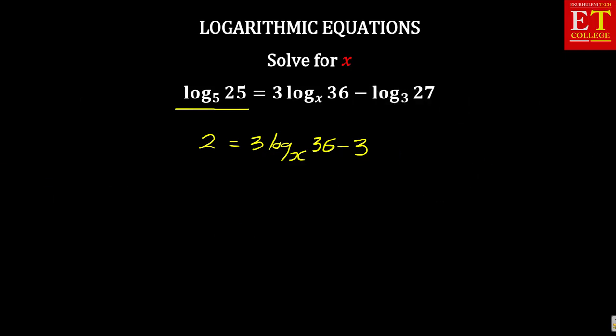So now if we continue with that, you can take 3 to the other side. Remember, 3 is negative. If it jumps the equal sign, it will become positive. So now you are going to have 2 plus 3 is equal to 3 log base x of 36.